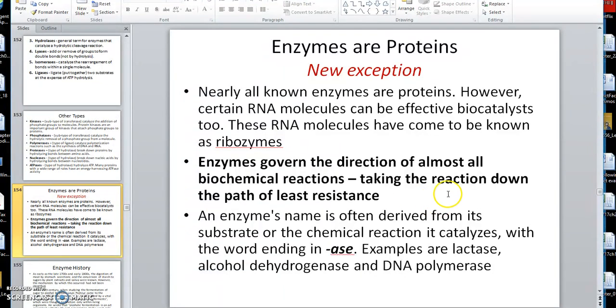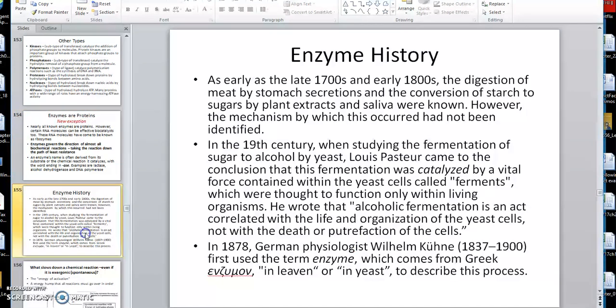As I alluded to, A-S-E at the end, that suffix means enzyme. Okay. I'm not going to read the history, but I'll just say this. It had to do more with the bread industry and other things, that they found that there was something in yeast that could make things go faster. And they came up with the term in yeast, enzyme.